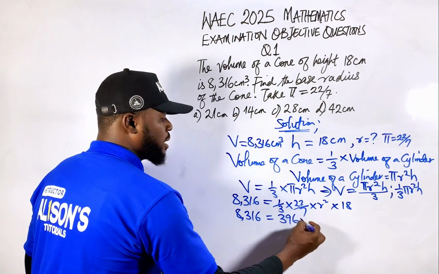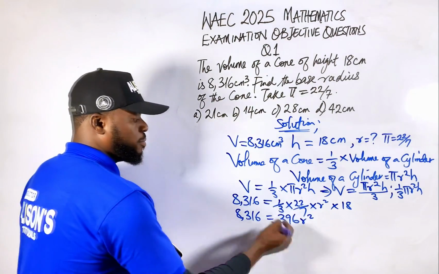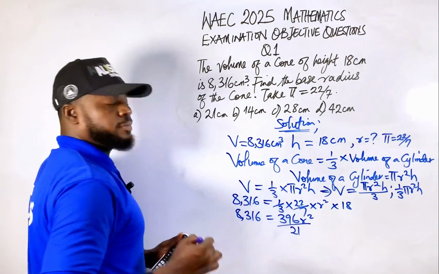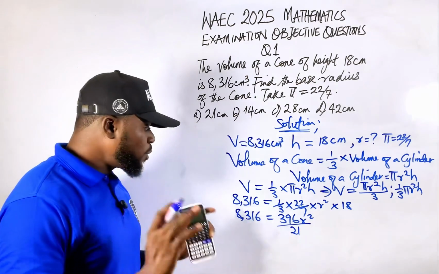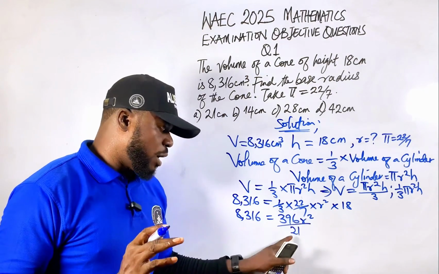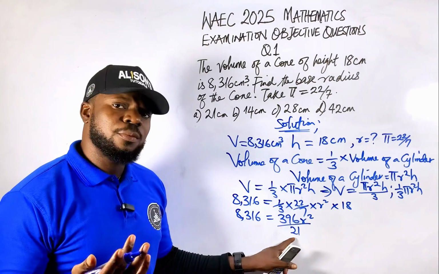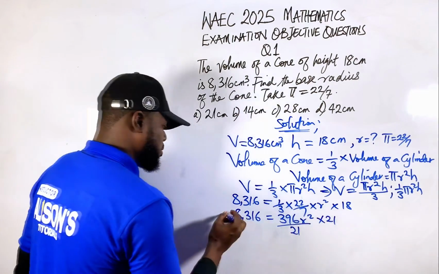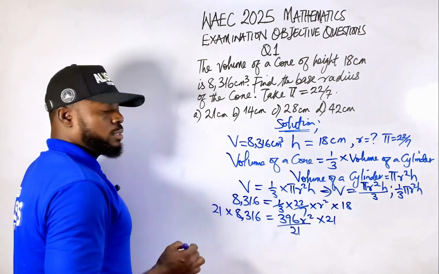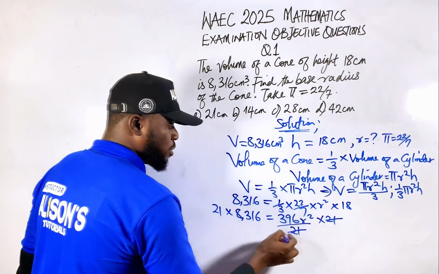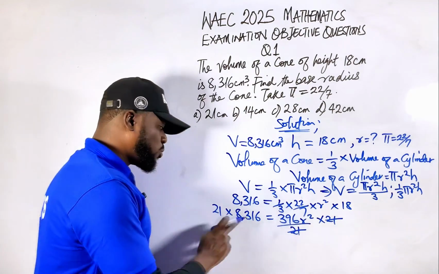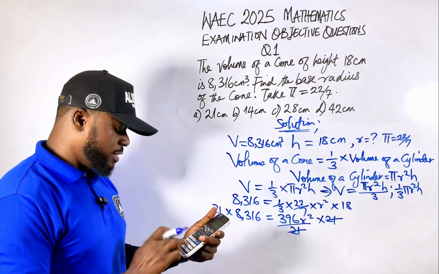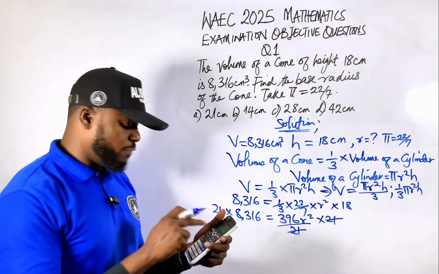What of r squared? Carry r squared, write it like this, because you will multiply r squared by 396 divided by 3 times 7, which is 21. So what will be the next thing? Since you define r squared, I want to bring out this 21 from there. How do I bring out 21? It's very simple. I multiply this side by 21, and multiply this side too by 21. So 21 and 21 cancel out. So what will be 21 times 8316?